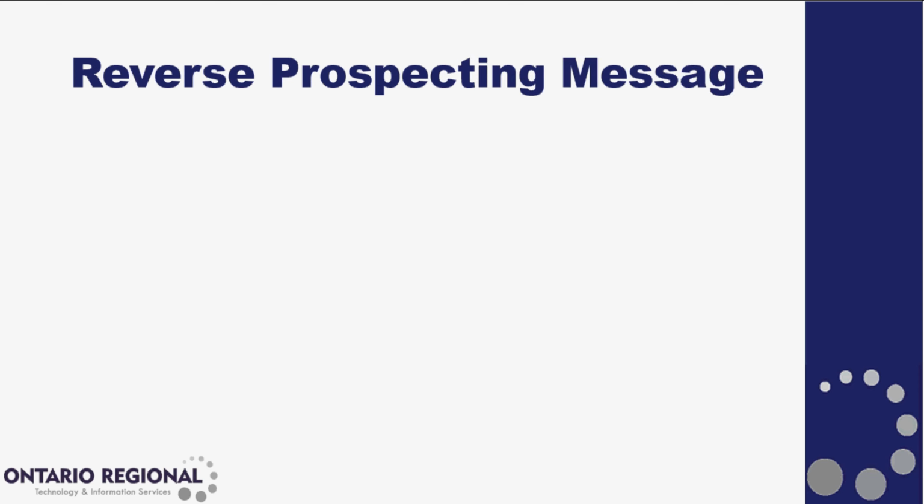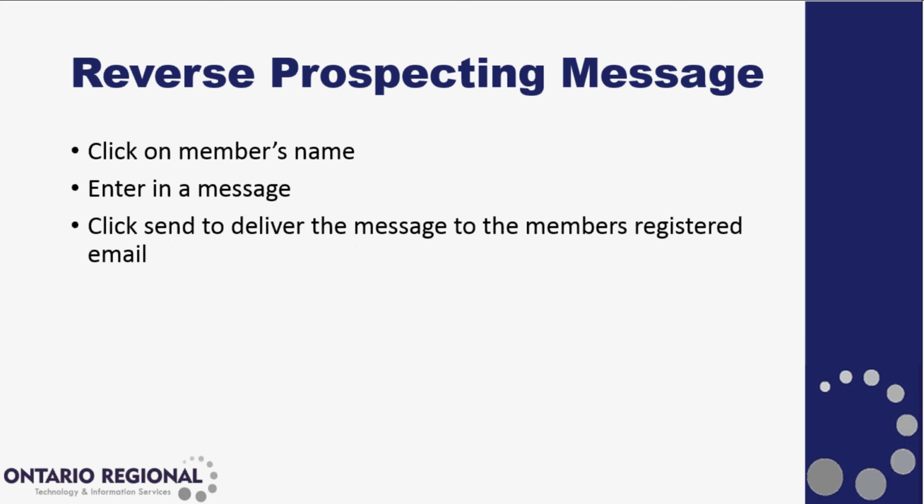Then we learned how to send a reverse prospecting message to a member. We click on the member's name on the reverse prospecting report, enter in a message to send them, and then click the Send button to deliver an email message to their registered email address.